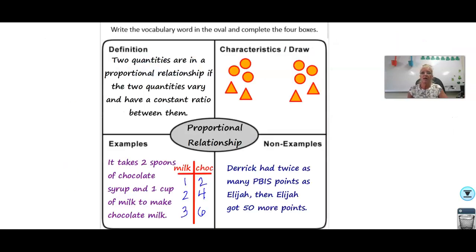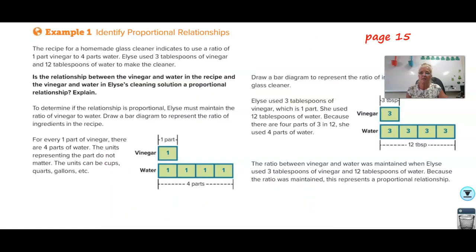Okay. This was the vocabulary page that we did on the vocabulary video. This is the one we filled out. Let's see. Identifying proportional relationships. I don't know where to put this thingy this time.